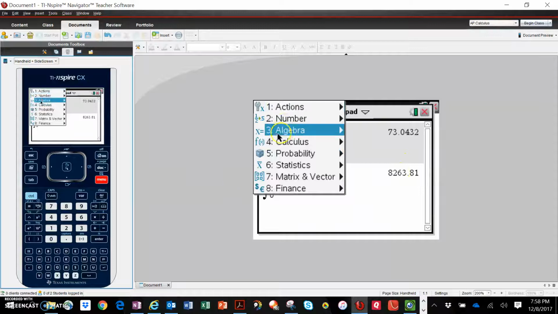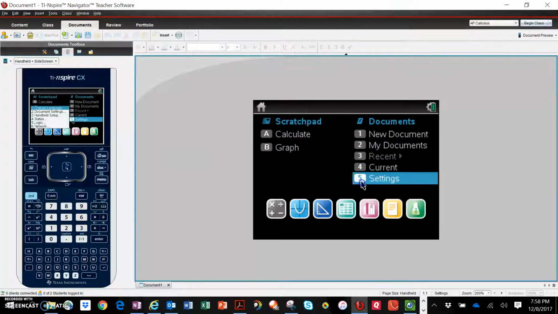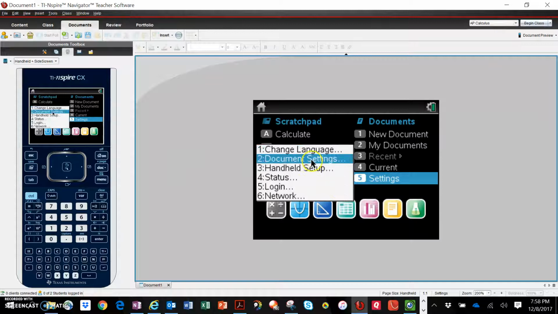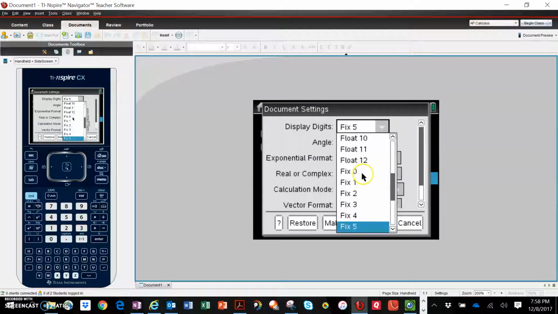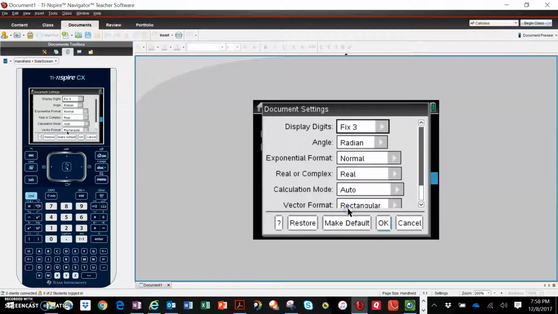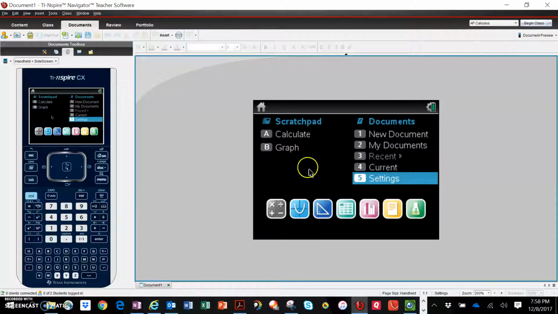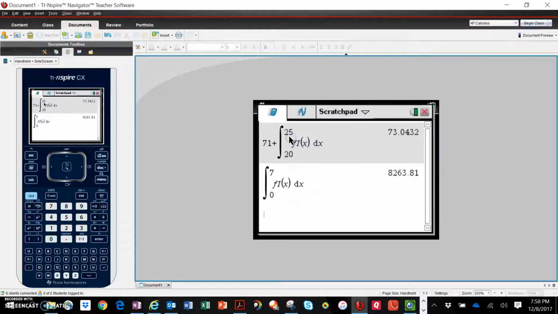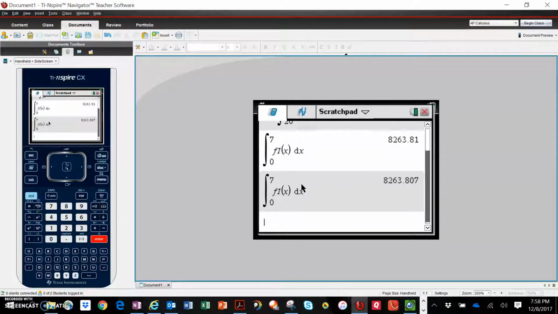What is going on tonight? That means I need to go back over here to settings, to document settings. Float again. Fix 3. Make default. Okay. Let's go back over to calculate. I want to do that calculation again. There we go. That's more like it.